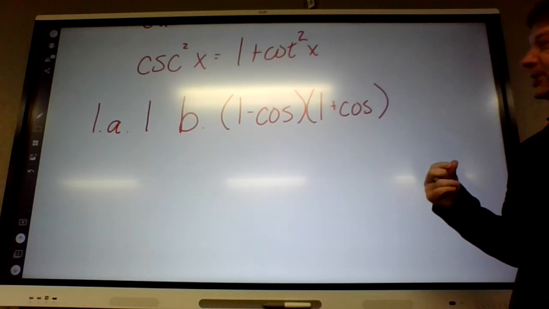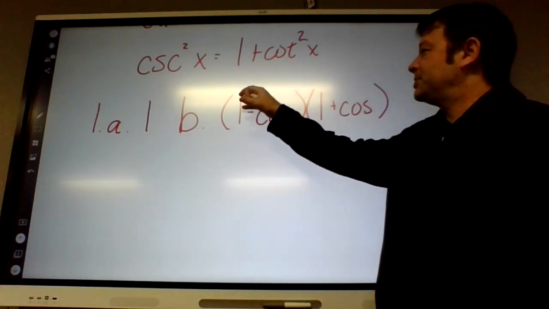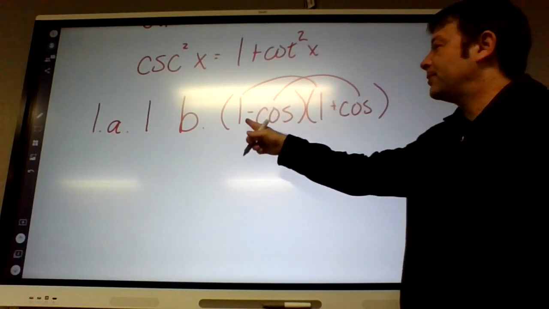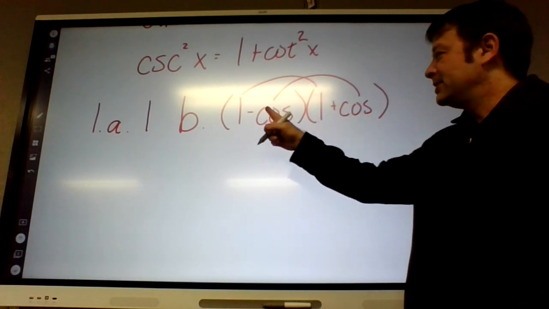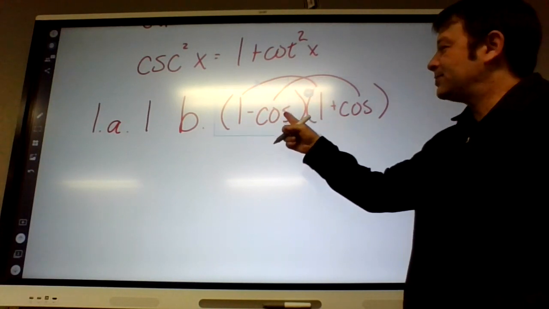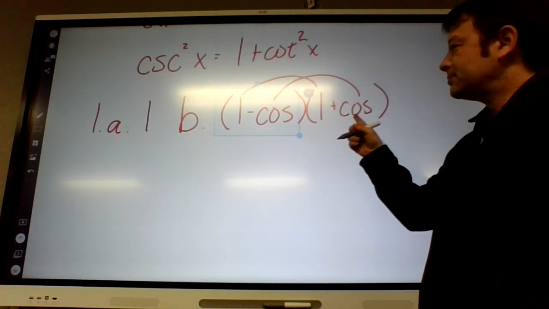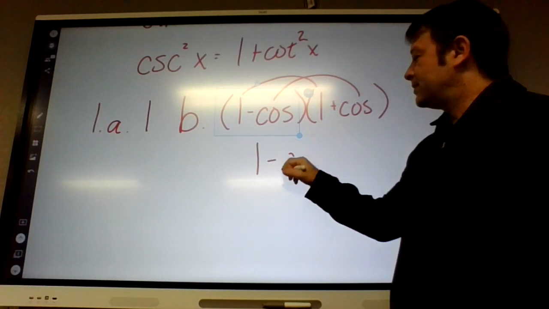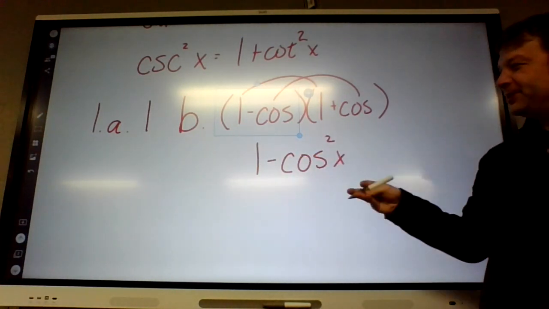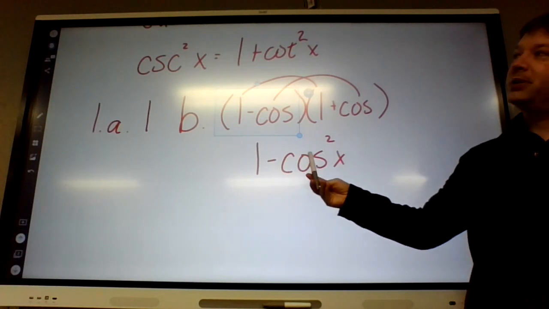If you foil it, you guys remember what conjugates were? You don't really have to foil the whole thing. You just do the first and the last. So the first is 1 times 1 is 1. The last is negative cosine times cosine. Negative cosine squared. Okay, does this ring a bell? 1 minus cosine squared?